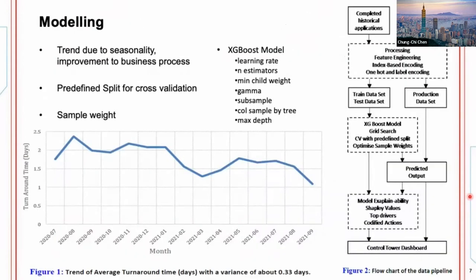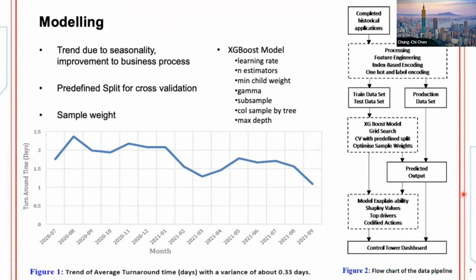Now, let's move on to the modeling part. There are two key considerations that we had. Now, the first is the trend of the average turnaround time, and this is a critical factor. For example, the turnaround time may trend higher or lower due to seasonality or improvement in the business process. Therefore, heavier sample weights were given to more recent applications during the training of the machine learning model.